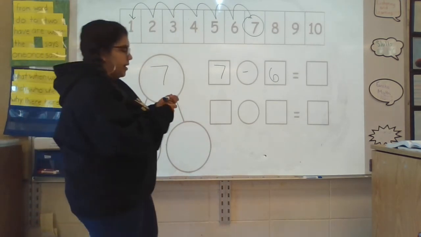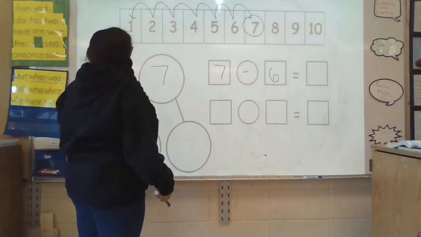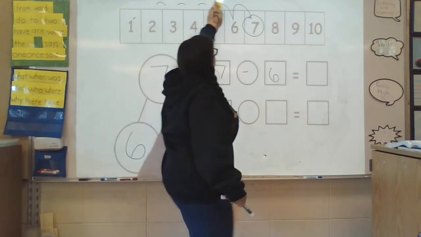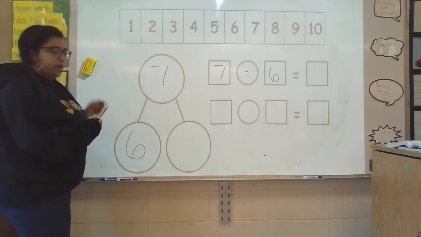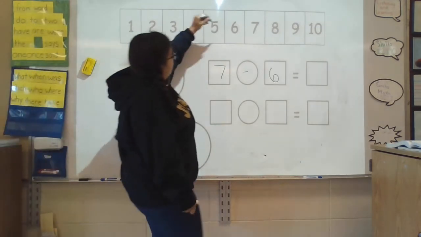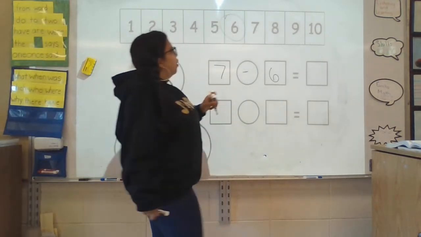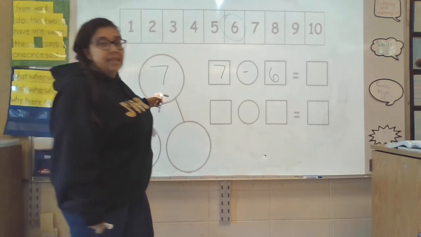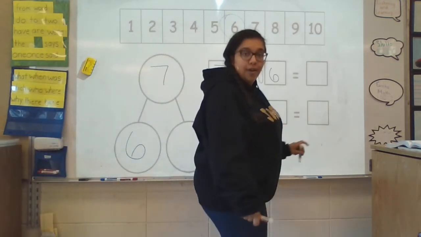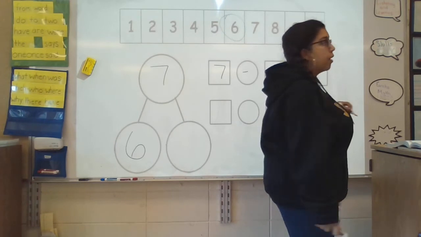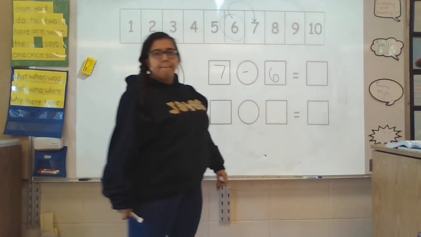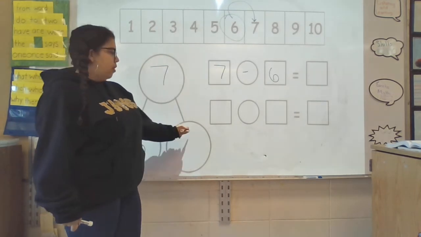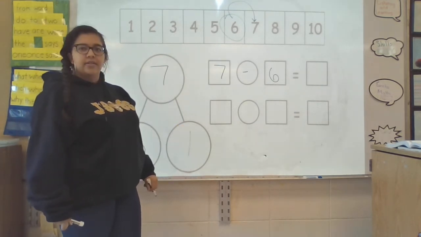Now, let's try hopping from part known to whole. What is the part that we know? 6. And what is our whole? 7. Let's count on or hop up to the part we know. 6, 7. Oh, how many hops was that? How many hops did we make? We made 1 hop. Is that still the same correct answer?